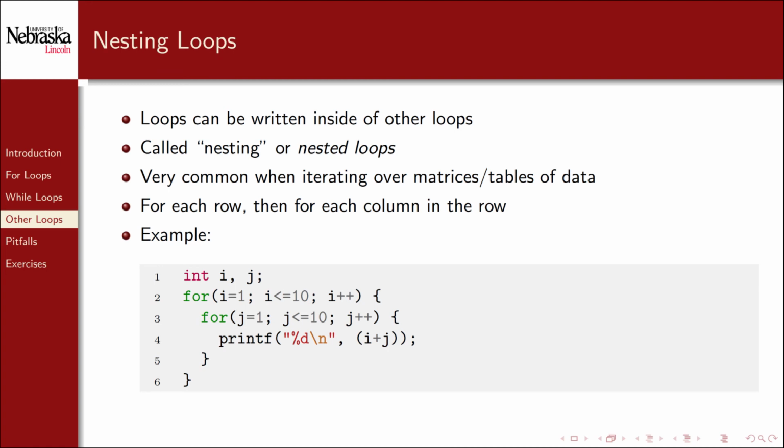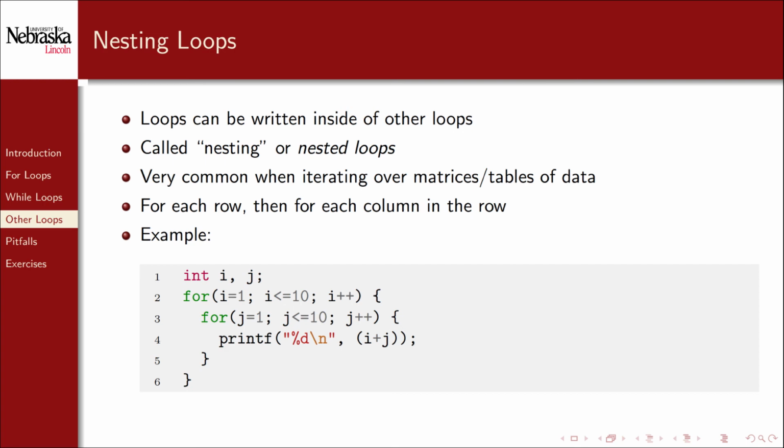For each iteration of the outer for loop, an entire run of the inner for loop will occur. When i is 1, the inner loop executes j running from 1 up to 10. Thus, it prints 2, 3, 4, up to 11, their sum. Then on the second iteration of the outer loop, i will be 2, and so the inner for loop again executes 10 times, printing 3, 4, 5, up to 12, again their sum.